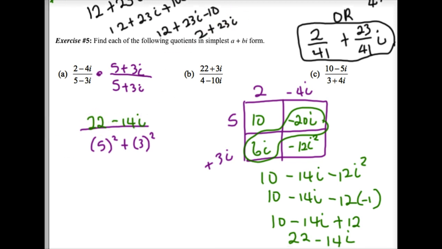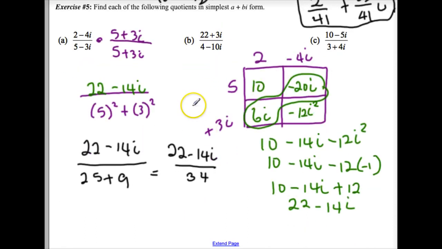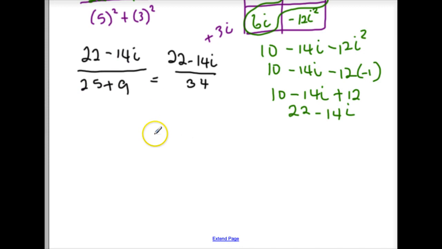Now let's simplify the bottom. 22 minus 14i, simplify the bottom. 5 squared is 25 plus 9. 3 squared is 9. This gives me 22 minus 14i over 34. And remember how to simplify these down. So this now would be 22 over 34 minus 14 over 34i.